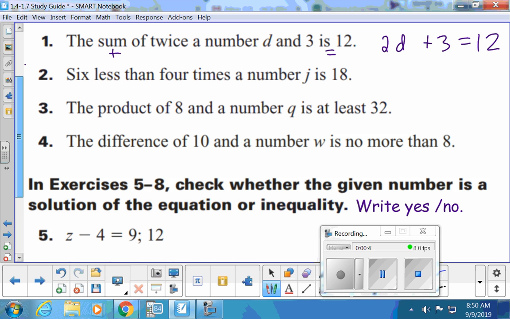All right. 6 less than 4 times a number j is 18. Less would be subtract. So 6 less than 4 times a number j. You want to do your 4 times a number j, but then subtract 6. It might be easy to accidentally have that in the wrong order. 6 less than 4 times a number j is 18. So this equals 18.